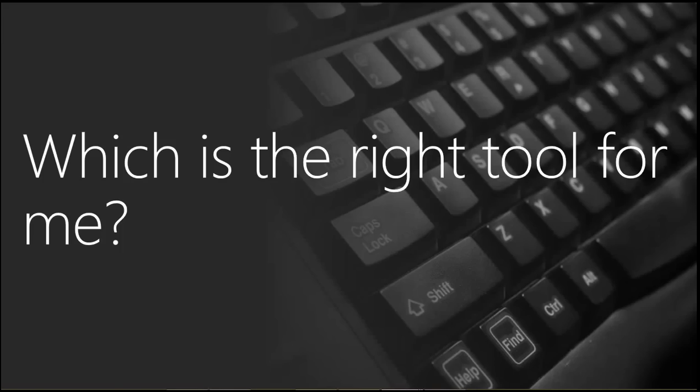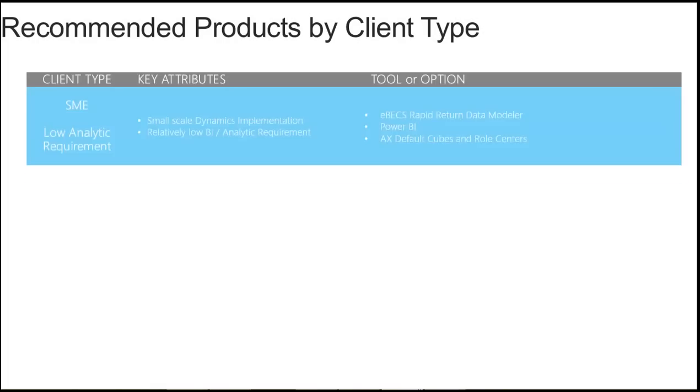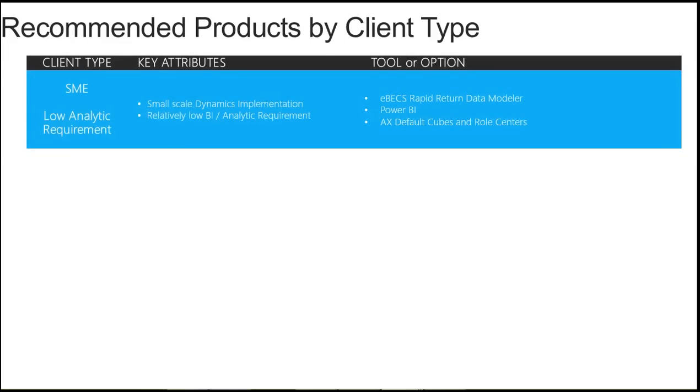So now, what's the right tool for me? How do I decide what I need as an organization? So I kind of like to split it up by the client type. This is just my recommendation of products by the client type for your implementation. So if you're a small to medium enterprise, a low analytics requirement, go with your eBECS Rapid Return Data Modeler. Possibly consume that straight into Power BI. If you can get it under 10 gigs, no need for an on-site tabular model, no need for a data warehouse, and definitely utilize, don't throw away your AX default cubes and role centers. You paid for them as an AX user, definitely utilize them. There's some good value to be had there.